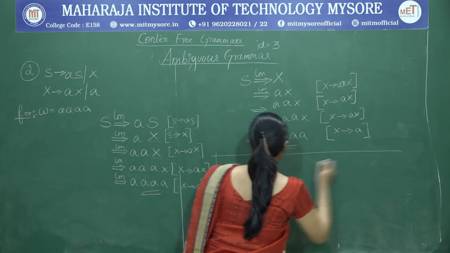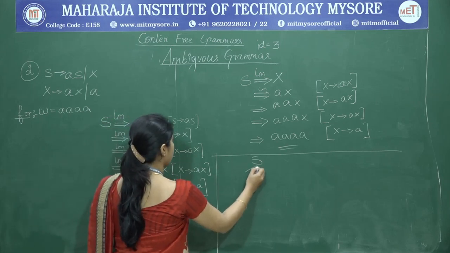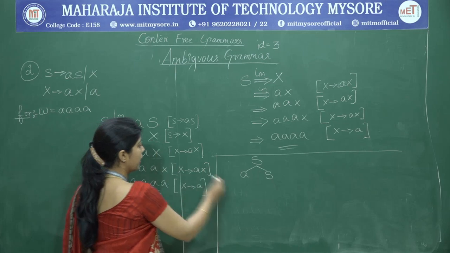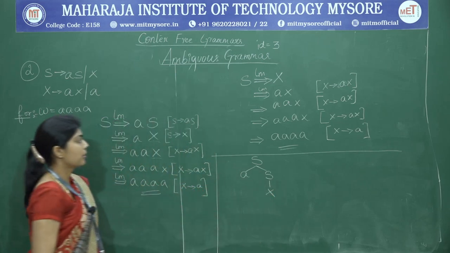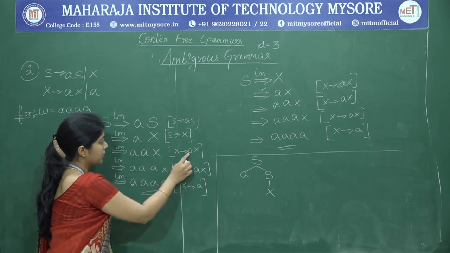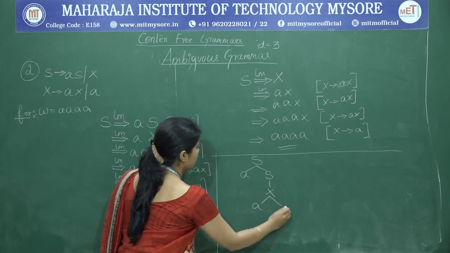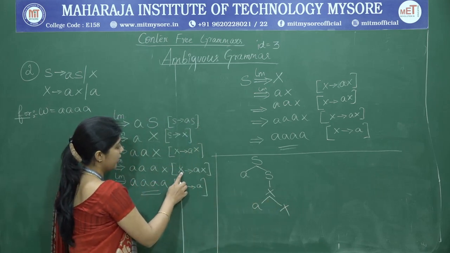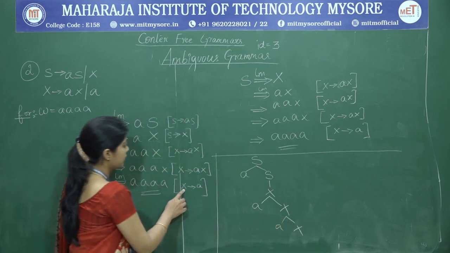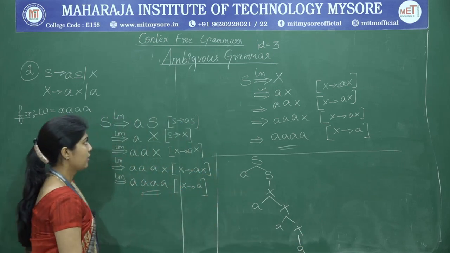We will write the tree for the first derivation. Here S goes to AS, so S will have two branches, one is A and one is for S. This S is replaced with X. Here this X is replaced with AX. Again this X is getting replaced with AX, so again A and X. Finally X is getting replaced with A. So, this is the first parse tree.